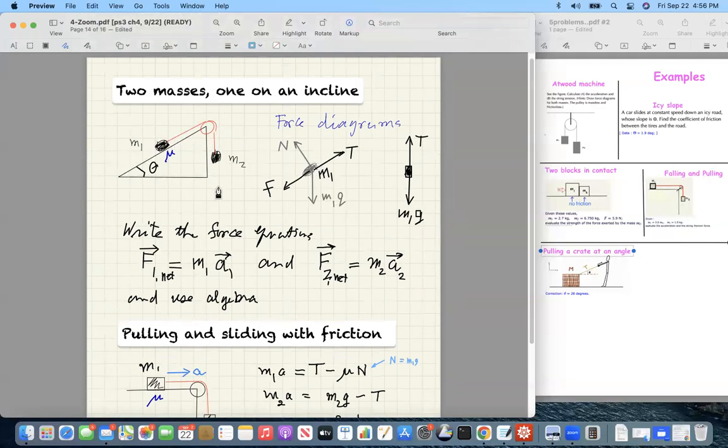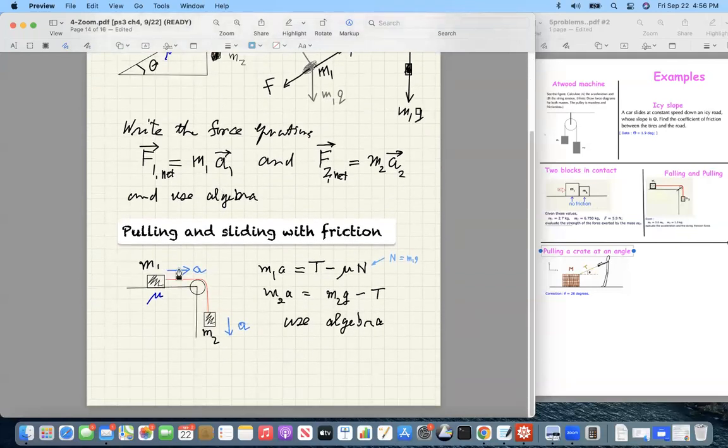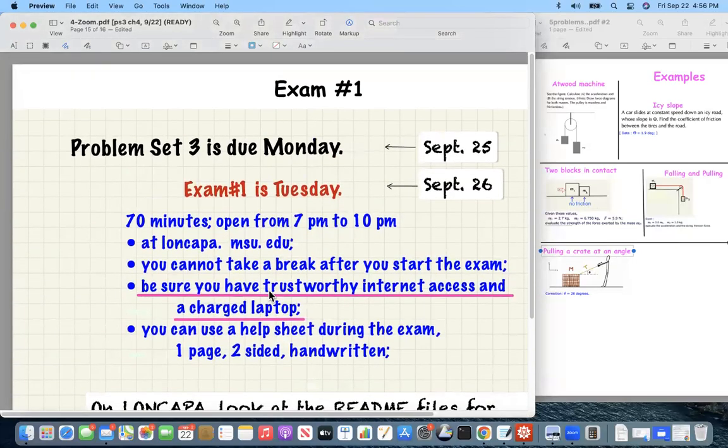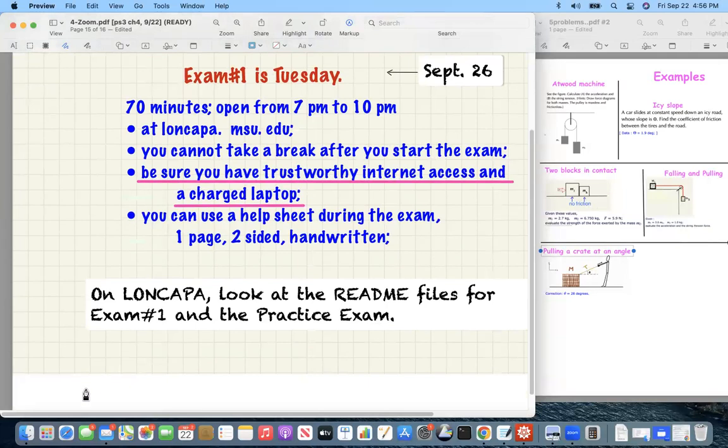Here's two masses on an incline. Already talked about that. Here's pulling and sliding with friction. Already talked about that. So, you can look these up on the supplementary content.